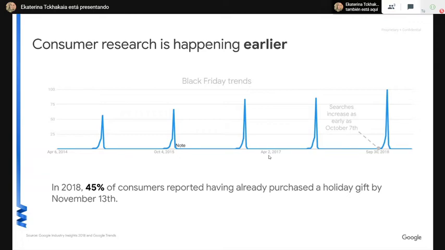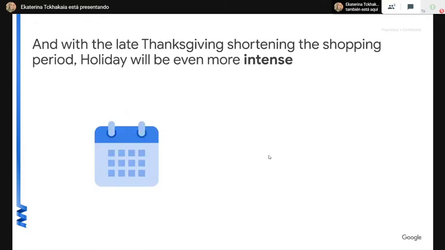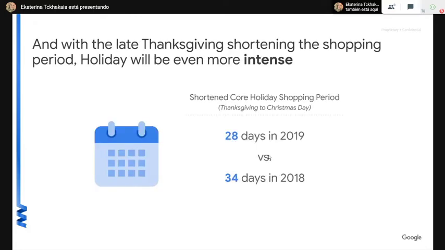Therefore, retailers should be really present in those moments. Perhaps the most direct impact on the holiday season and a differentiated feature of this year would be the length of the shopping season. If we compare with 2018, we actually have 6 days less to reach the consumers, because in 2018 the shopping period was 34 days, and in 2019 it will be only 28 days. This means that advanced preparation and a strategic approach to the holiday season is key for 2019.